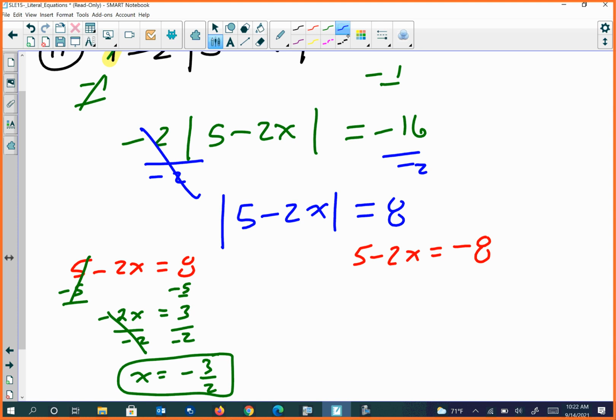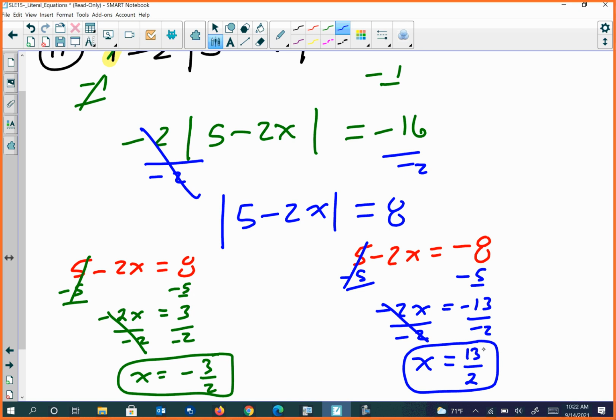And then the second problem, same thing. I'm going to subtract 5 from both sides. Those cancel. I get that. Divide each side by negative 2. Negative over negative is positive. 13 over 2 will not reduce, so I just keep it as 13 over 2.